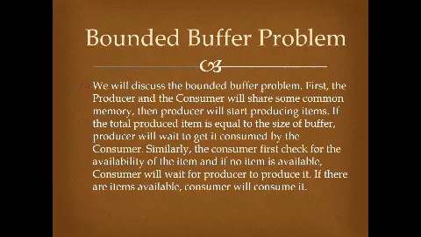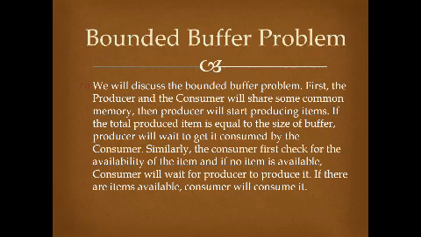Similarly, the consumer first checks for the availability of items. If no item is available, the consumer will wait for the producer to produce it. So just as the producer waits for the consumer to consume, the consumer also waits for the producer to produce the item.